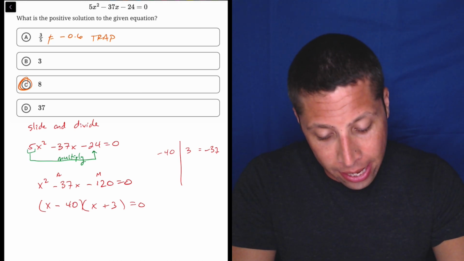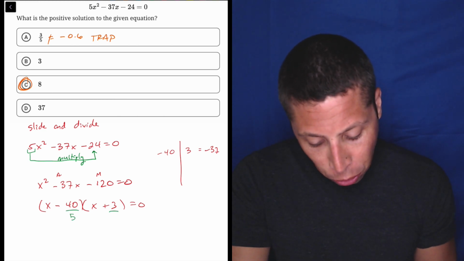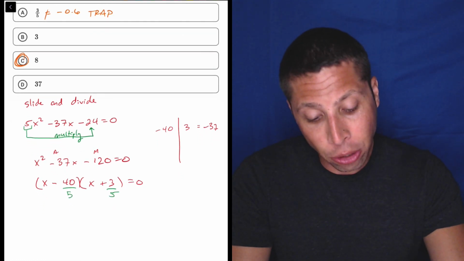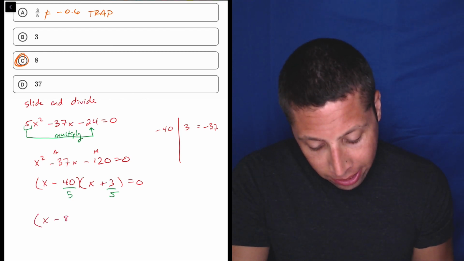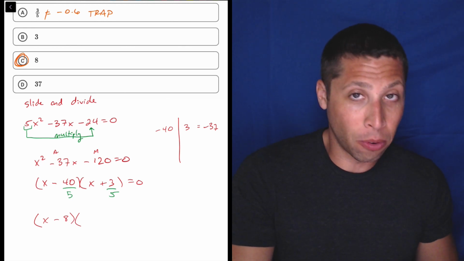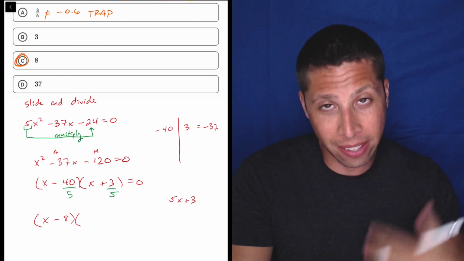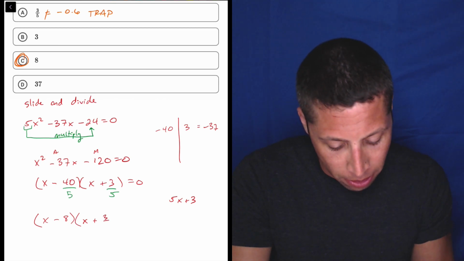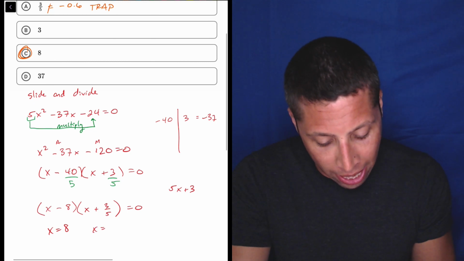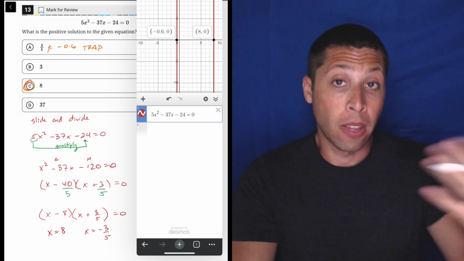So the way to do that is we take each of our numbers here and we divide them by what we multiplied by originally, so 5. Usually, one of the factors will work out easily. So this will become x minus 8, because 40 divided by 5 is 8. Now with the x plus 3 over 5, we could write it as 5x plus 3, but I don't want to do that because I want to know the solution. So I'm just going to leave it as a fraction, x plus 3/5. And so this is going to give me 2 answers: x equals 8, x equals negative 3/5, which is exactly what we found when we used the calculator.